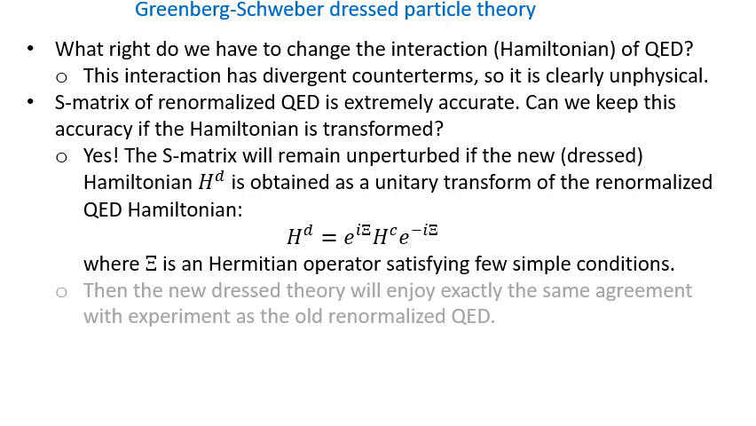If the new dressed Hamiltonian is obtained as a unitary transform of the old one, then the new dressed Hamiltonian HD has the same energy spectrum as the old one, and S matrices calculated with these two Hamiltonians coincide as well. As we already established, all verifiable predictions of QED are contained in its S matrix. And since our transformation preserves the S matrix, we have a guarantee that the dressed theory will have the same good agreement with experiment as the renormalized QED.